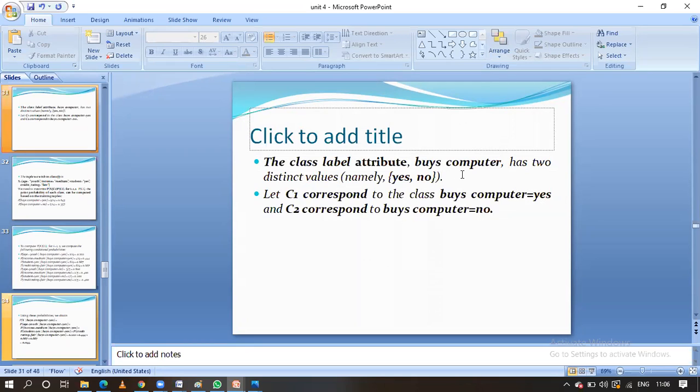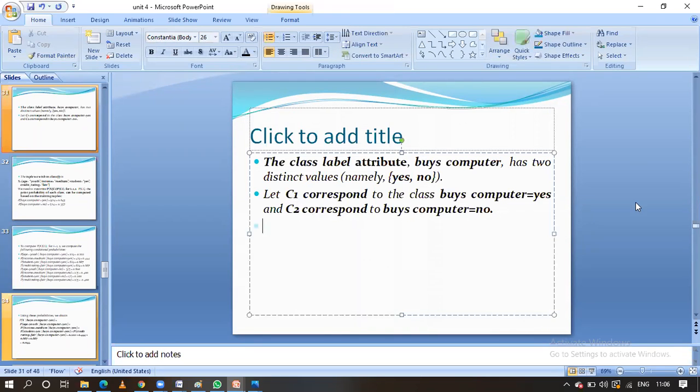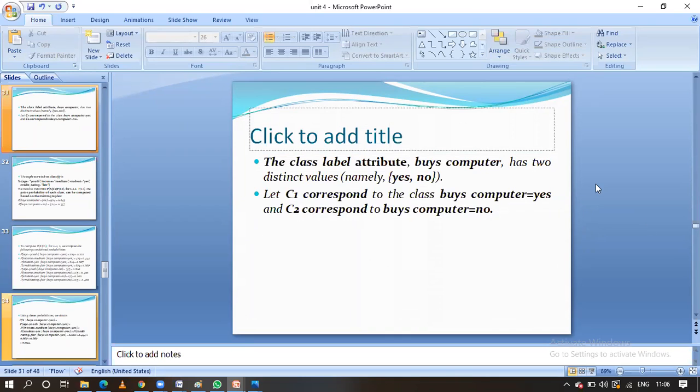The class variable here is buying a computer. It has two distinct values: yes means he is able to buy a computer, corresponding to C1, and C2 means he is not able to buy a computer. So this is what we have to predict. We also have to calculate the probability corresponding to yes and the probability corresponding to no.